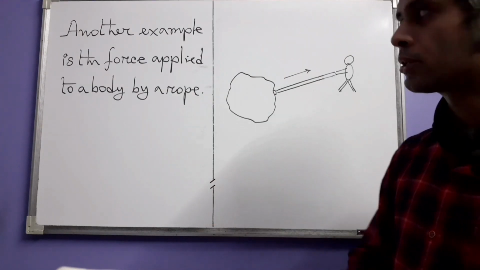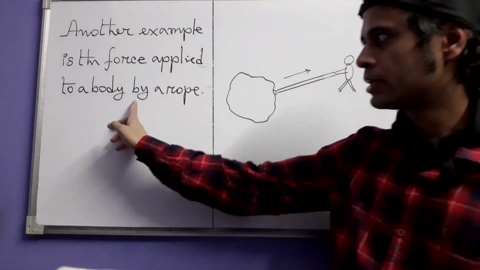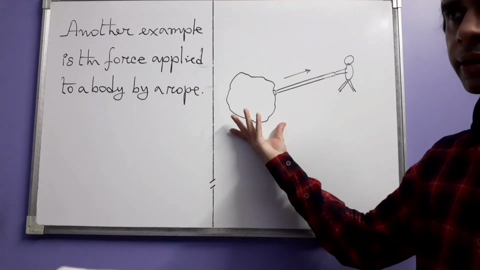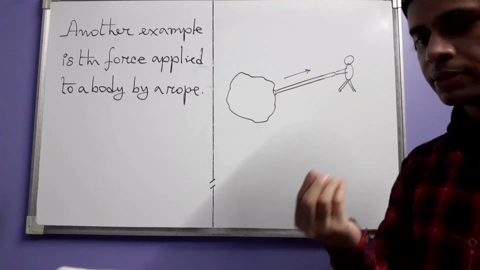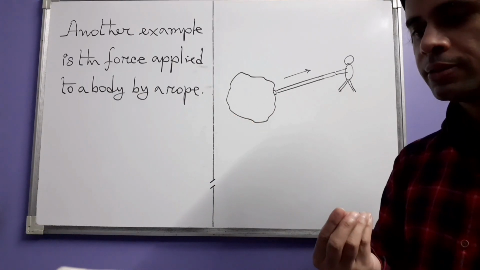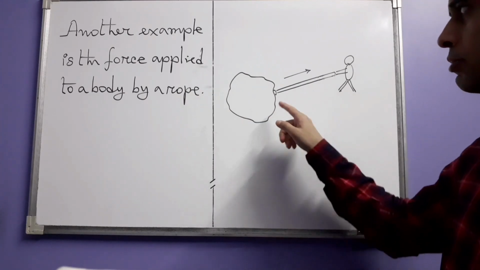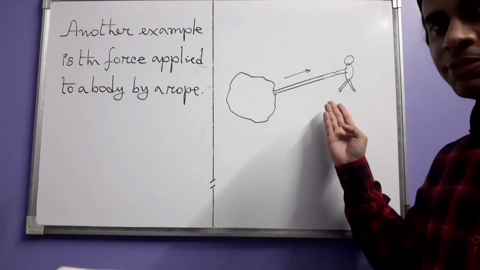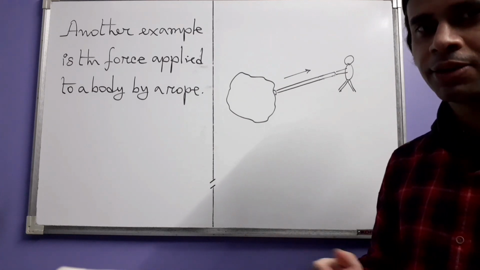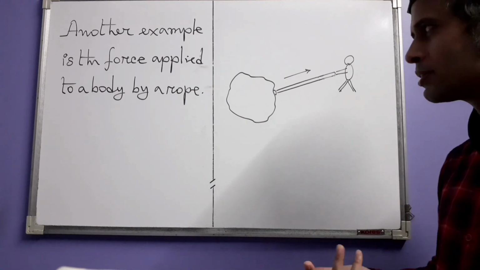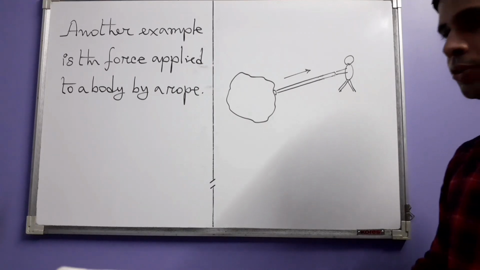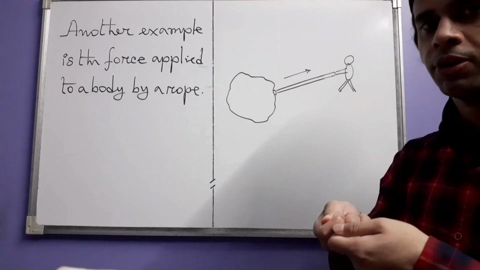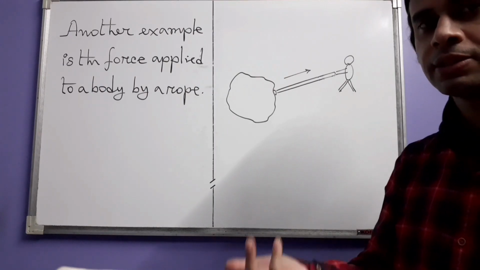Another example of a vector quantity is the force applied to a body by a rope. Say you have a very big stone and there is something there, say a hook, where you can tie a rope and then you can pull. Looking at this stick figure, you have probably guessed how well I draw. Okay, I cannot really draw very well. Of course, because you cannot push using a rope, so it will be a pull. The text doesn't say anything, but it's understood.